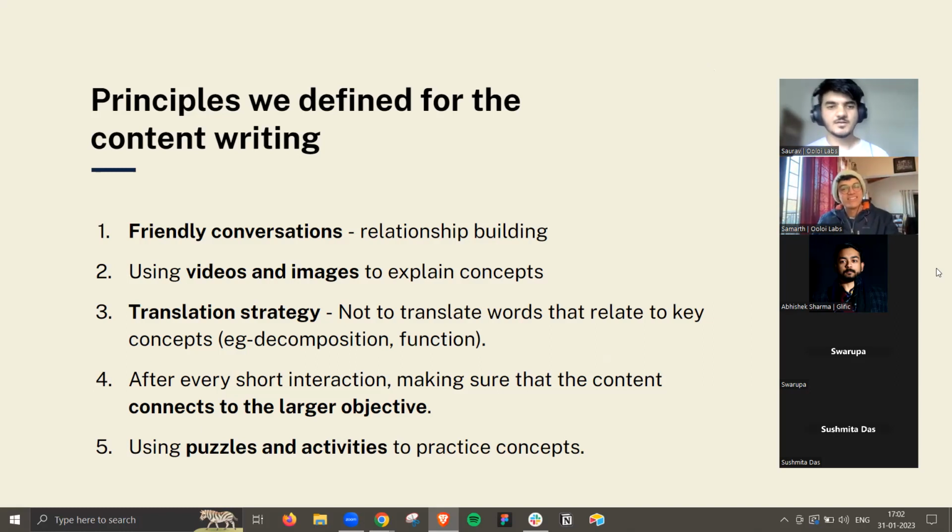Yeah. So, following a certain translation strategy. For example, we ensure that there are certain concepts in coding which cannot be translated to Odia, so keeping those intact or transliterating them whenever the content was translated. After every short interaction or activity, making sure that the content is connected to the larger objective. So again, always bringing it back to the intent. And using engaging puzzles, activities, and games to practice concepts.